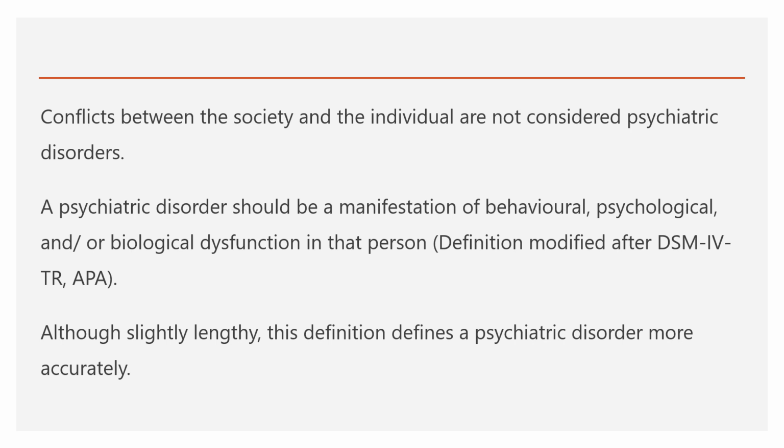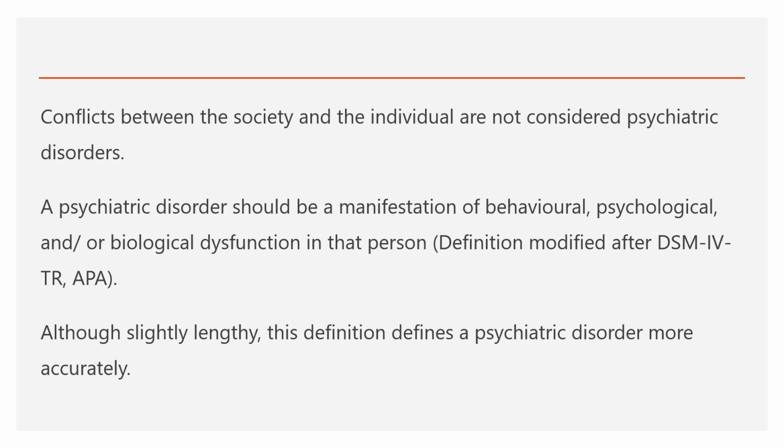A psychiatric disorder should be a manifestation of behavioral, psychological, or biological dysfunction in that person. So this is according to DSM-4-TR and the American Psychiatric Association. So again, for the psychiatric disorder, we need a permutation combination of behavioral, psychological and biological dysfunction. If these three combine, then we call it a psychiatric disorder, okay? And although slightly lengthy, this definition defines the psychiatric disorder more accurately. So the previous slide and this slide in combination will help you in making the diagnosis of any psychiatric disorder.